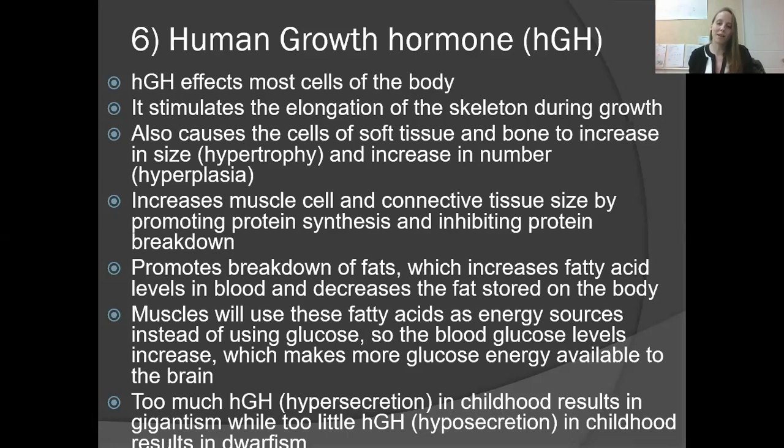So essentially the muscles at this point, when human growth hormone is working, don't use the glucose, they save that for the brain, and the muscles switch over to using fatty acids as an energy source. That's just what normally happens during childhood, anytime you're having a growth spurt. However, if a person has too much HGH during their childhood, it can result in gigantism. If they have too little, it can result in dwarfism.